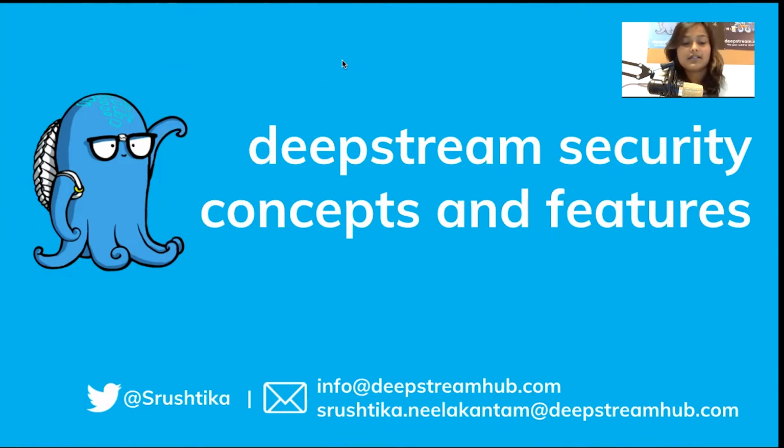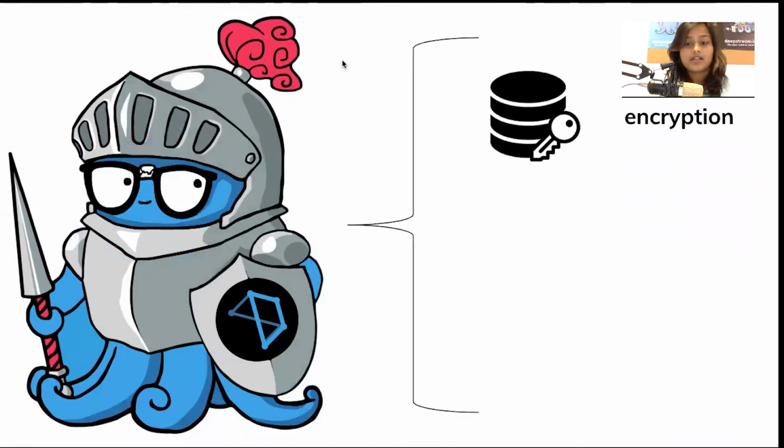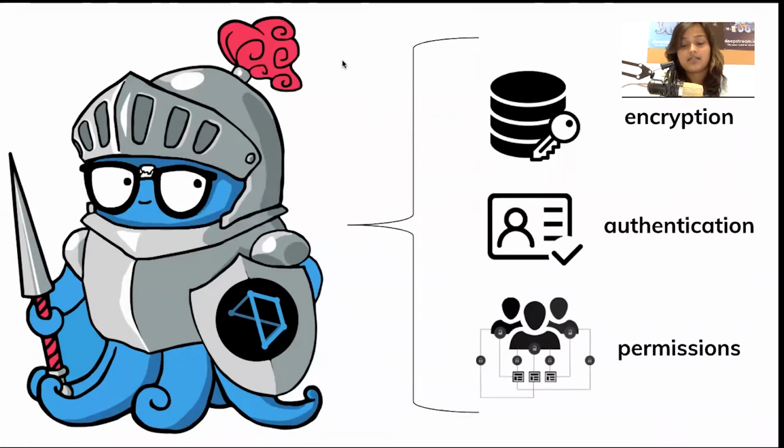Cool. Let's get started. Deepstream's security is divided into three major aspects: encryption, authentication, and permissions. Let's have a look at each one of them, what they are, and how you can implement them inside your applications. It's worth mentioning before we move forward that today's webinar is going to be generic to both Deepstream IO and Deepstream Hub. As we cover different concepts, I'm going to let you know which feature is available in which of the products, so you can use it accordingly based on what you have been using until now.